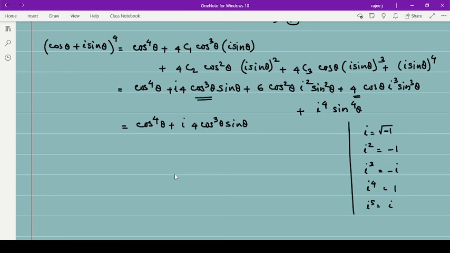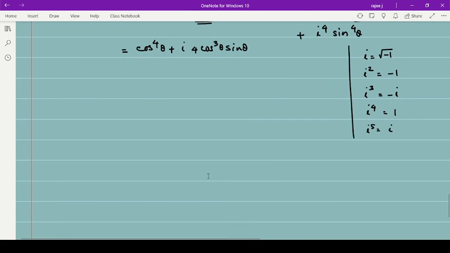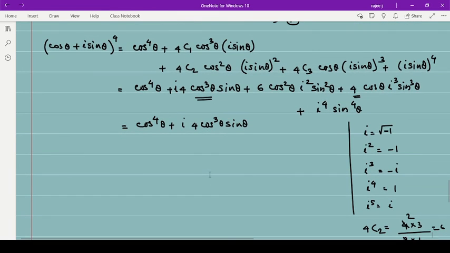4c2 is equal to, calculate this. 4c2 means in the denominator you will have 2 into 1, in the numerator you will have 4 into 3. So 2 3s are how much? 6. Understood? So this is equal to now I square is minus 1. So minus 6 cos square theta sin square theta.